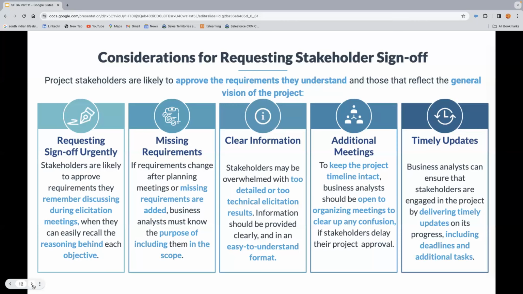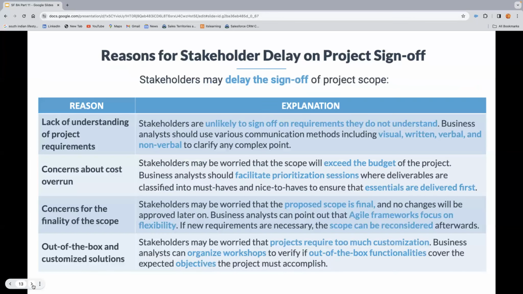Additional meetings to keep the project timeline intact. Business analysts should be open to organizing meetings to clear up any confusion. If stakeholders delay their project approval, provide timely updates. Business analysts can ensure that the stakeholders are engaged in the project by delivering timely updates on its progress, including deadlines and additional tasks. Reasons for stakeholders' delay on project sign off.